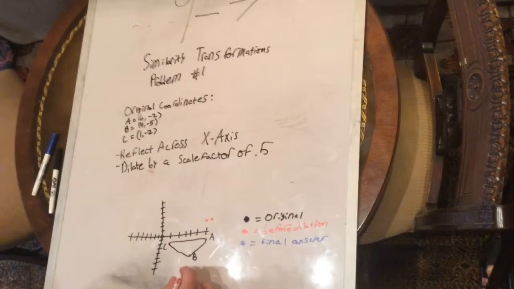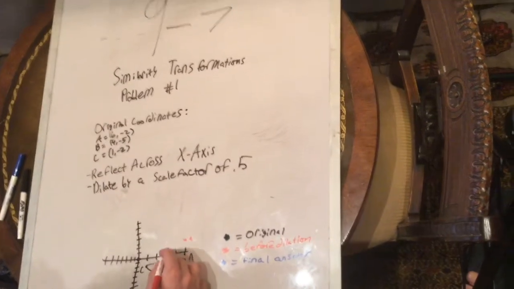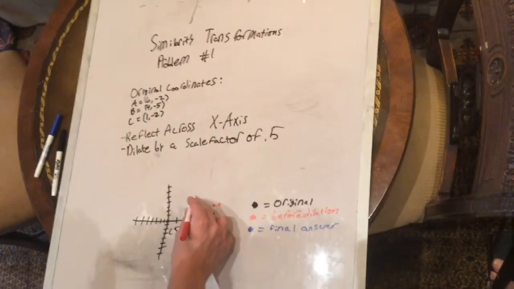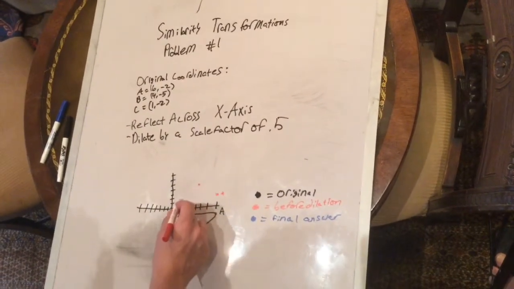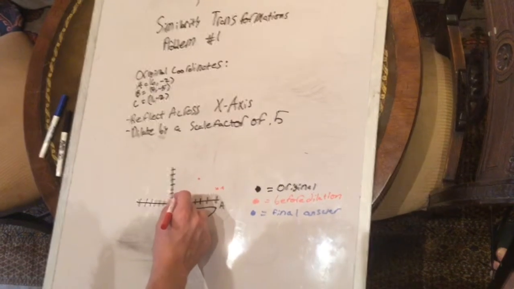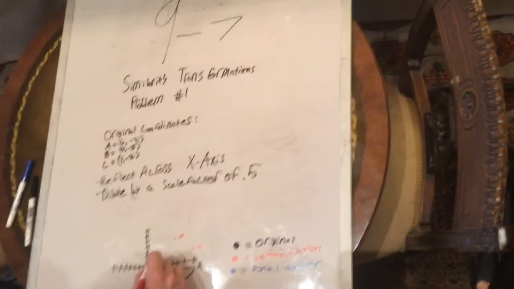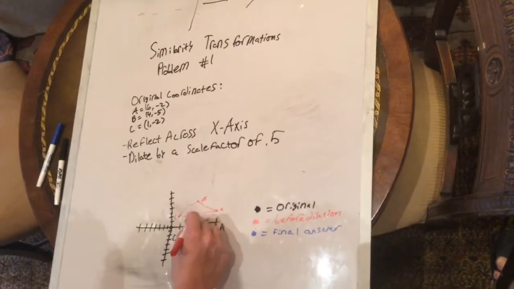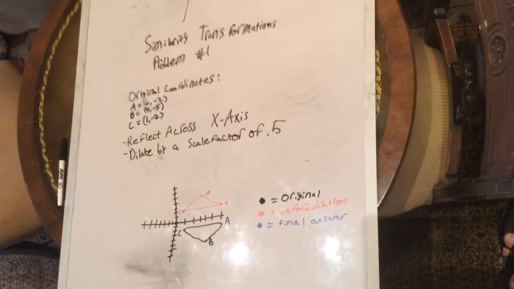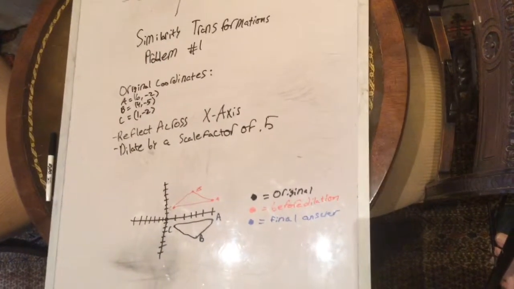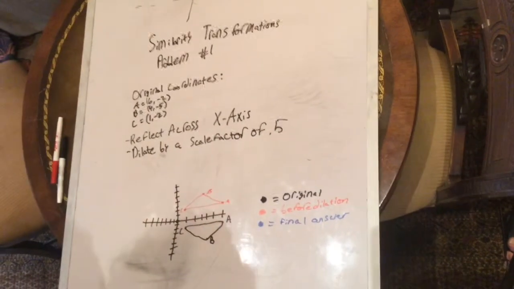And then for B, it is -5. So we're just going to go to +5. And then for C, it's -2 again. So you're going to do +2. And then that will be the reflected image. And then you also have to dilate that by a scale factor of 0.5. So you just divide every value by 2.